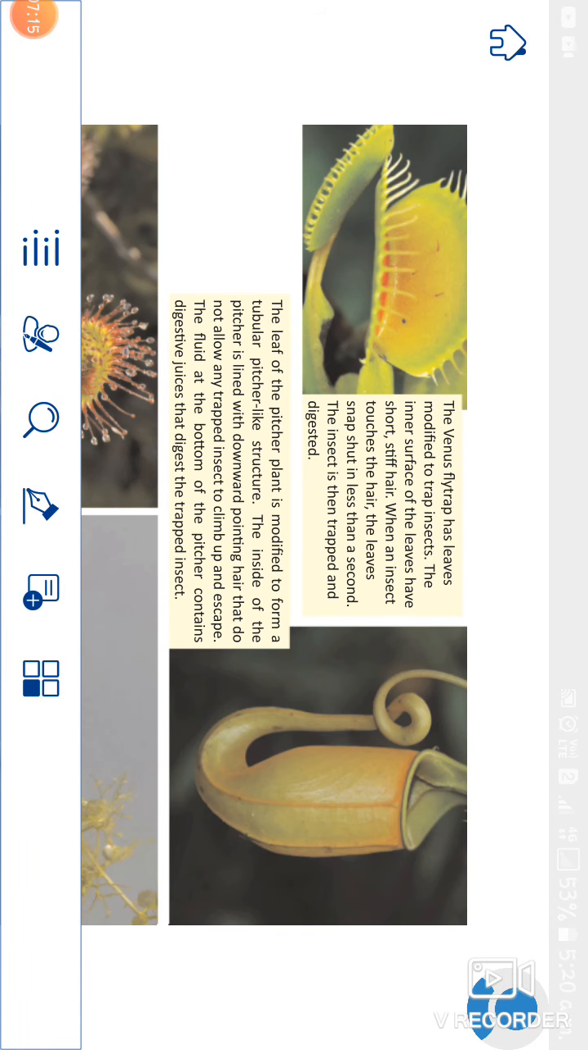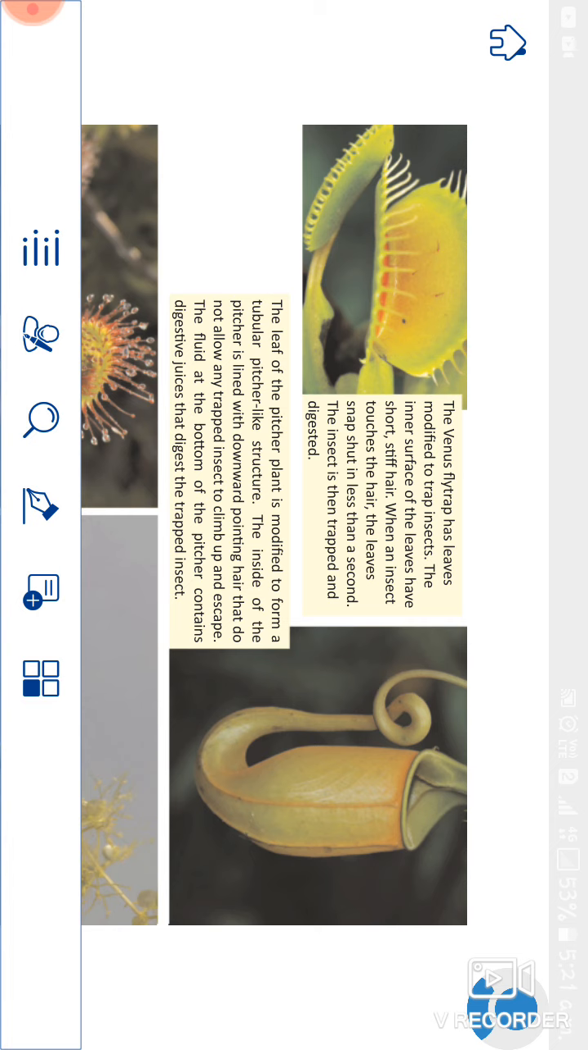Okay, see there, the first picture is the Venus flytrap. So let's learn about that. Listen, this picture, this Venus flytrap. As you can see, the leaves of this plant are hinged to make a trap.